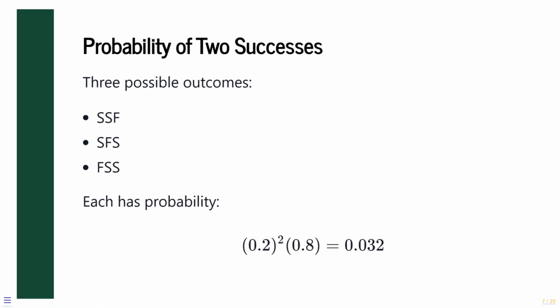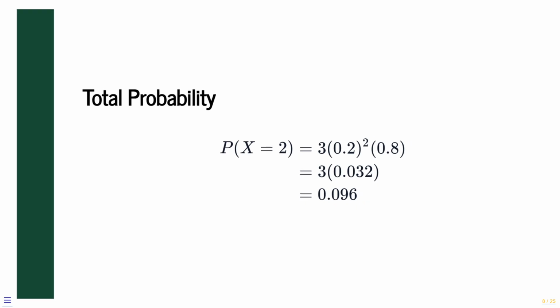Suppose we want the probability that John gets exactly 2 guesses correct. There are 3 possible sequences that produce 2 successes: SSF, SFS, and FSS. Each sequence has probability 0.2 squared times 0.8, since 2 successes and 1 failure occur. The probability of each sequence is 0.032, and because these outcomes are mutually exclusive, we add them together. Adding the 3 possibilities gives a total probability of 3 times 0.032, which equals 0.096.